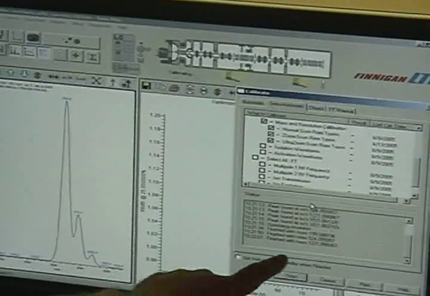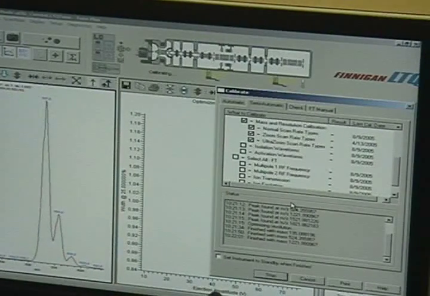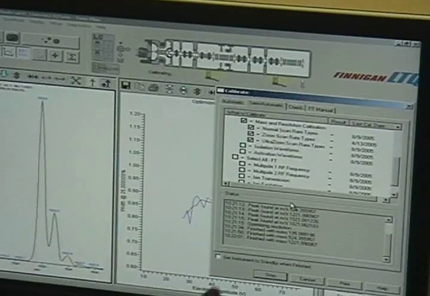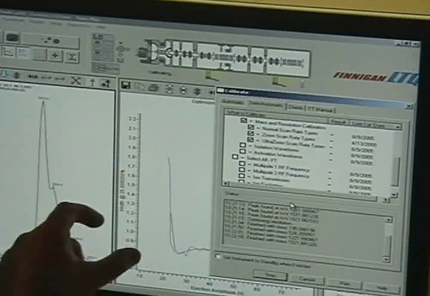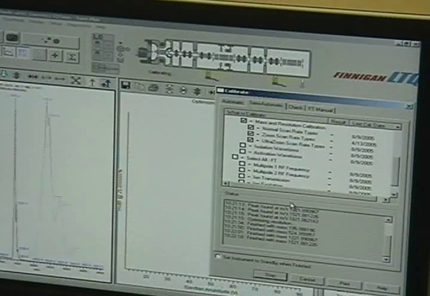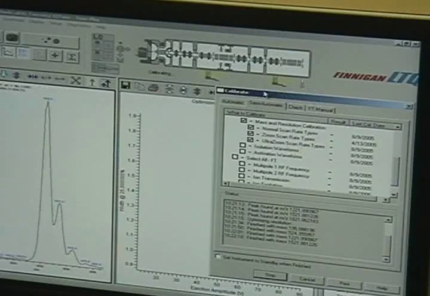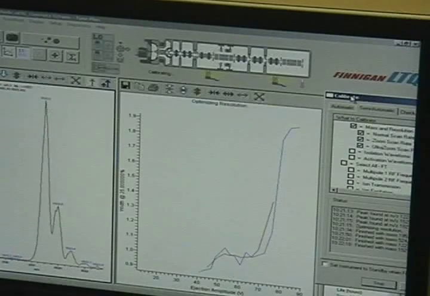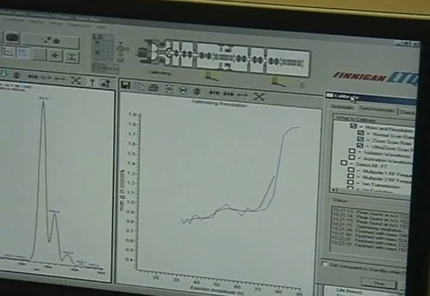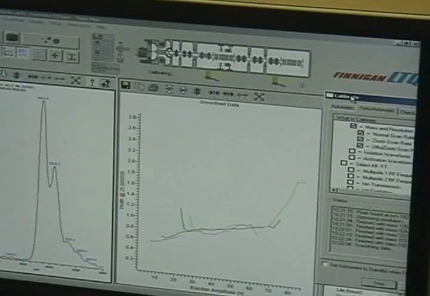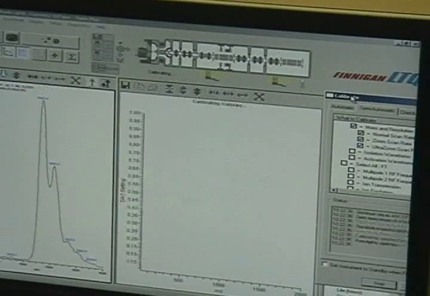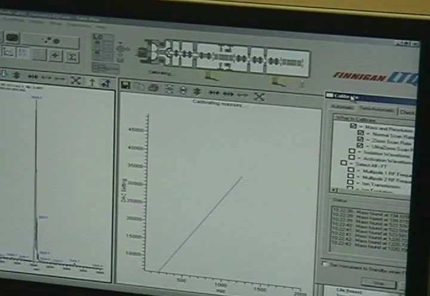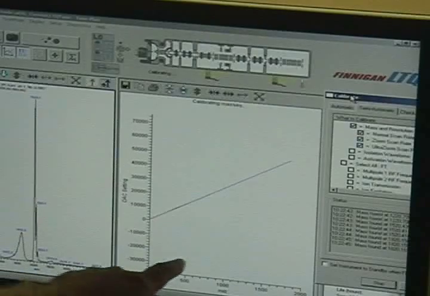Now, what it's doing here is varying the ejection amplitude, the resonance ejection. This is the kicking of the ions out via the dipolar. It's trying to find out what voltage gives me the narrowest peak, and it's going to do that for each mass. All of these tests are purely empirical. We know what voltage we need to adjust, and we adjust it till we get the smallest peak.